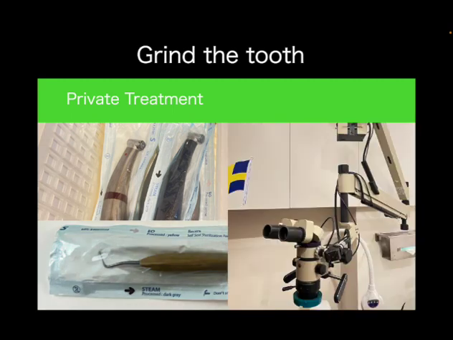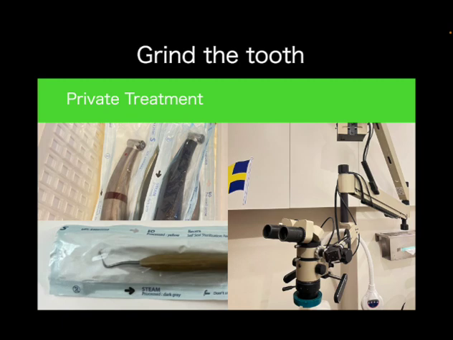A hand instrument can be used for private treatment to avoid unnecessary grinding. However, removing a caries lesion with a hand instrument takes longer. Furthermore, we use the surgical microscope to check for any remaining cavities.